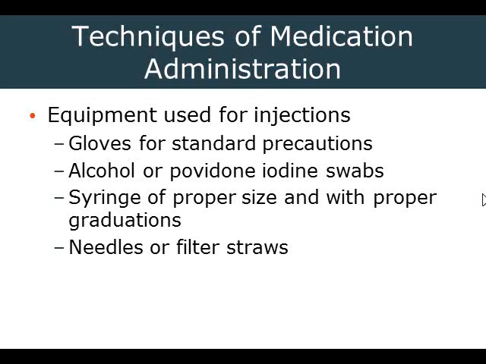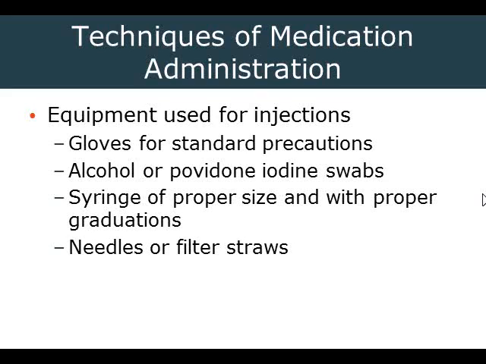So, equipment used when you're going to give the patient an injection. First of all, standard precautions. Gloves are a necessary component here. You've got to protect yourself. In most cases, there's minimal bleeding, but there will be the potential for bleeding. Secondly, alcohol, povidone-iodine, or ChloraPrep, chlorhexidine, a syringe of proper size and with proper graduations depending on the amount of fluid that we're going to administer, and then needles or filter straws in order to draw the medication, depending on the package that we're getting it from.